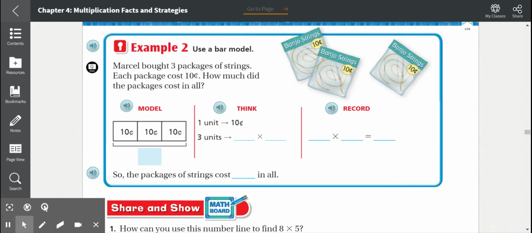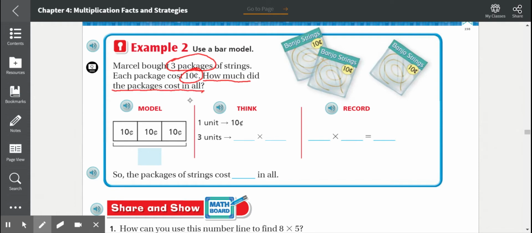Use a bar model. Marcel bought 3 packages of strings. Each package cost 10 cents. How much did the packages cost in all? So let's circle what we need. Marcel bought 3 packages of strings, and each package cost 10 cents. How much did the packages cost in all?